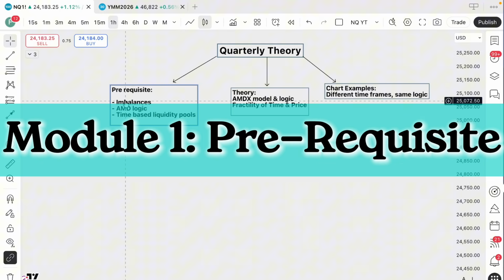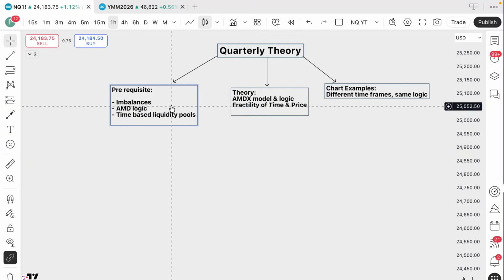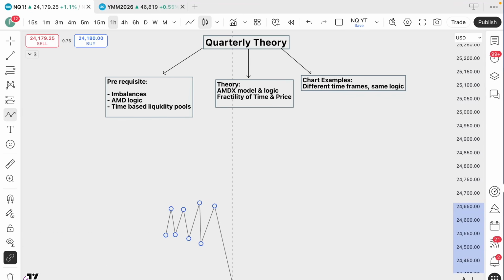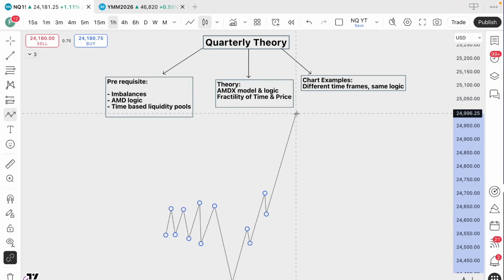So imbalances, I'm referring to every normal imbalance, maybe you call it fair value gap, and we will see that some imbalances work better than other imbalances, and we'll understand why. With AMD logic, I basically mean the logic by which price moves in these markets: accumulates, then manipulates at specific times, and then it is allowed to distribute.